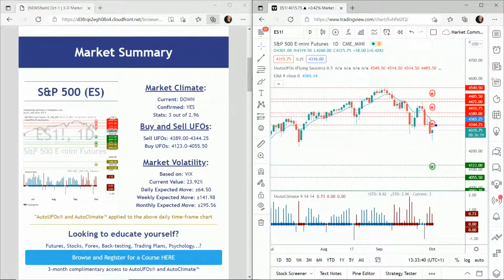We also have sell orders much closer to us. These sell orders are between 43.89 to 43.44.25, and they're really close to us. We've then got quite a bit of space before we get to buy orders. They're all the way down here at 41.23 to 40.55.50. So overall, probability down with the S&P 500, probability down on US stocks. Not 100% as we'd want it to be, but still overall probability down.